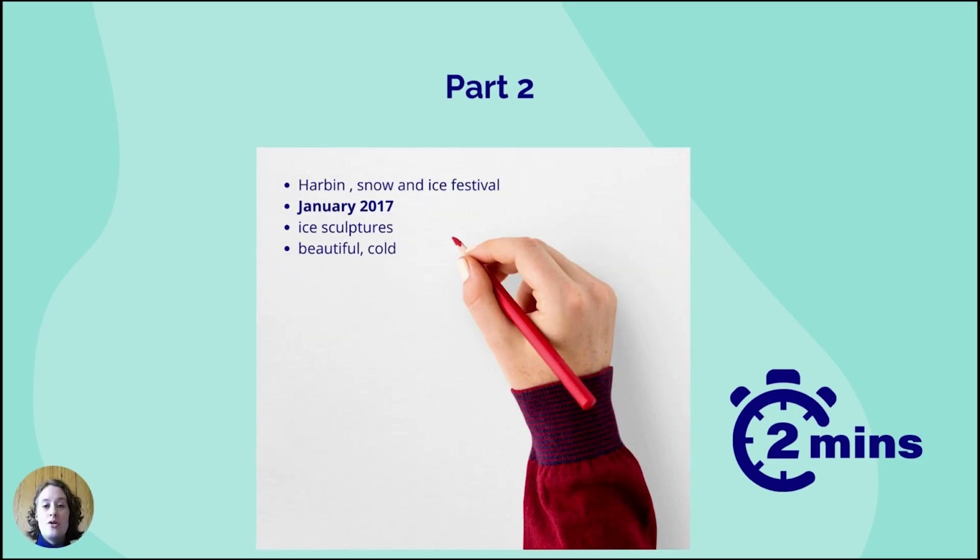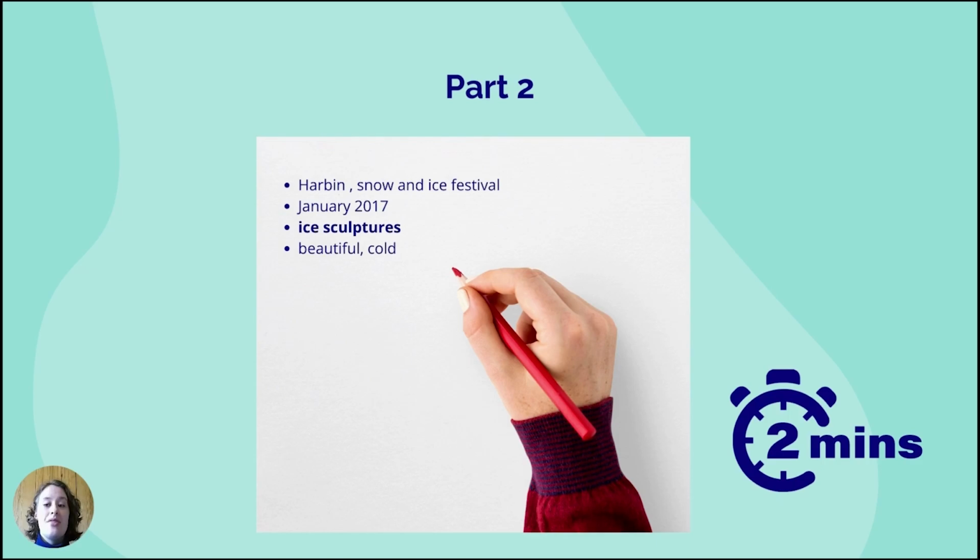I would then move on to bullet point 2 and say, I went to the Snow and Ice Festival in January of 2017 during a holiday from work for Chinese New Year. I would then move on to the third bullet point and say, I mainly spent my time walking around the different exhibition areas, admiring the giant sculptures. I remember one beautiful snow sculpture that was of a huge Buddha.